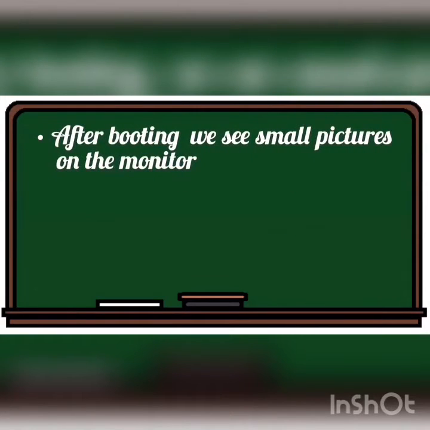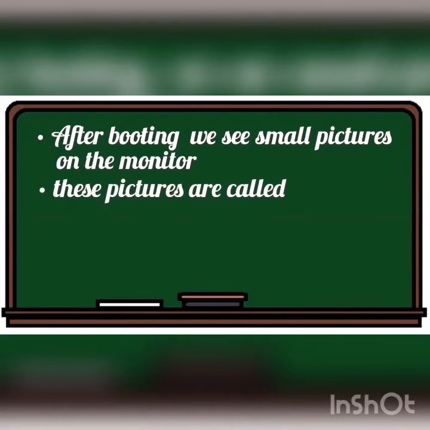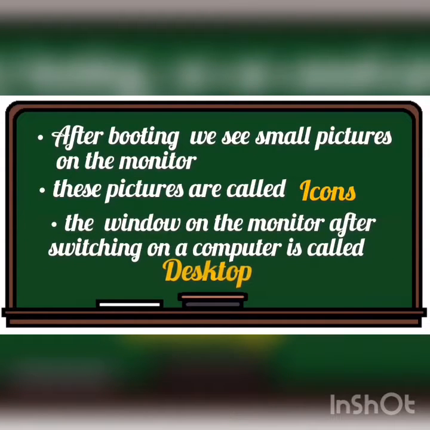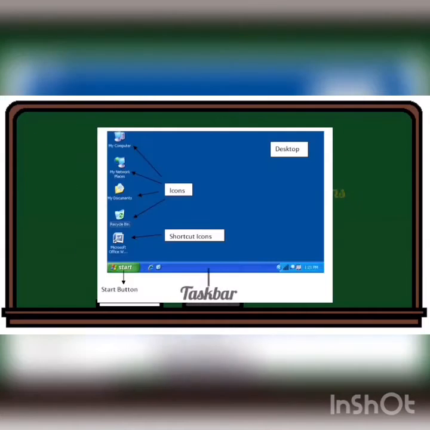Now, soon after booting, you can see small pictures on the monitor, right? What are these small pictures called? They are called icons. And after seeing the icons, the window on the monitor, what is that called? It is called the desktop. All these terms you might have studied last year, right? The desktop.